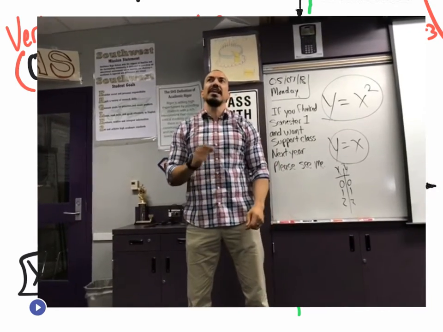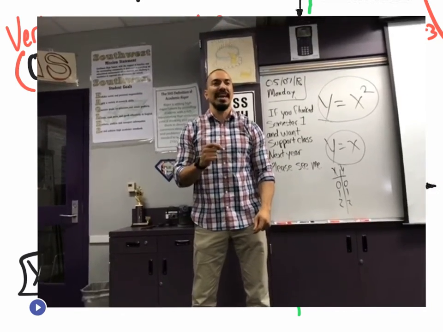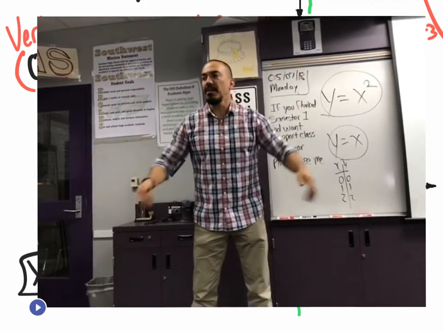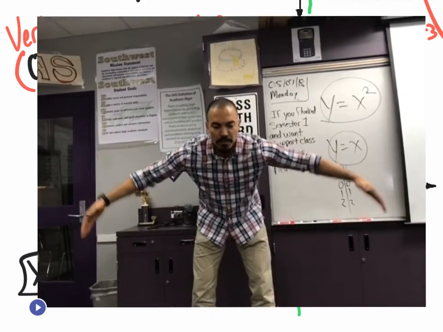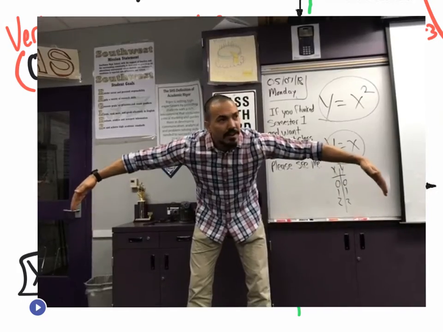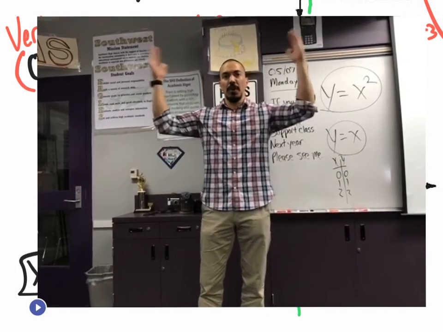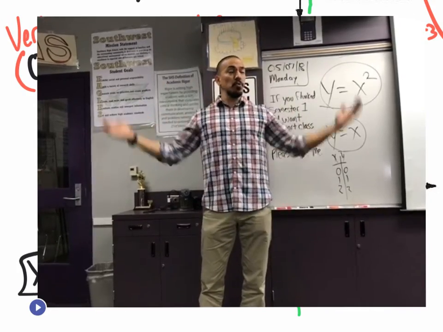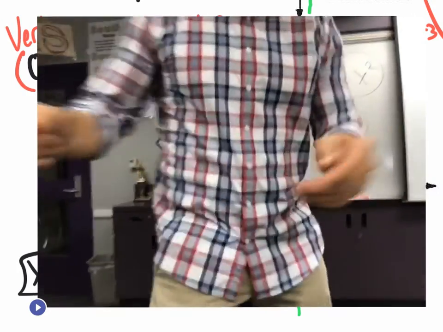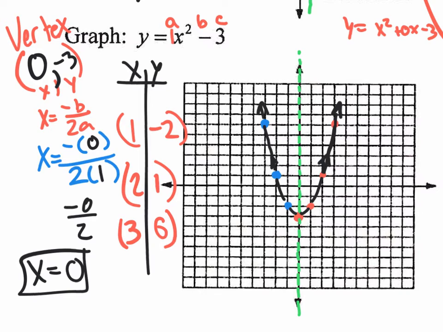What if I said y equals negative 1/10 x squared? Would it be opening up or down? Down. Would it be wide or would it be narrow? 1/10. It'd be wide, right? Opening down. So the a value tells you a lot. Not only does it tell you if it opens up or down, but it also tells you if it's wide or narrow.